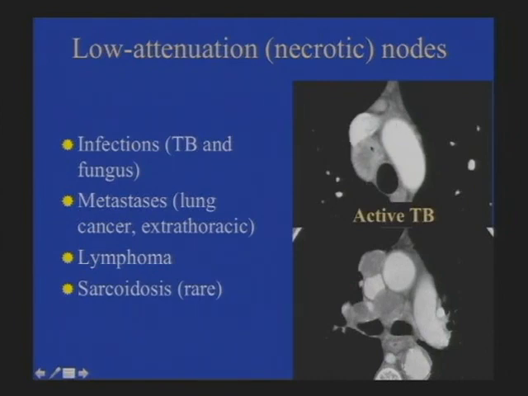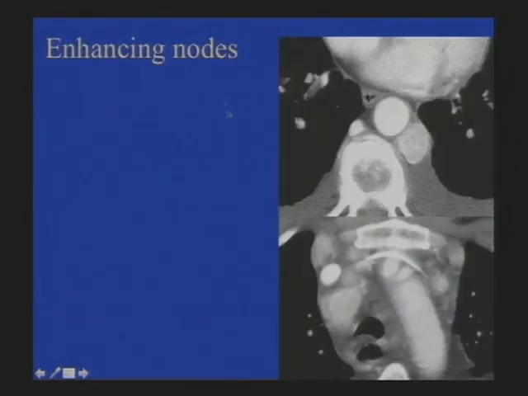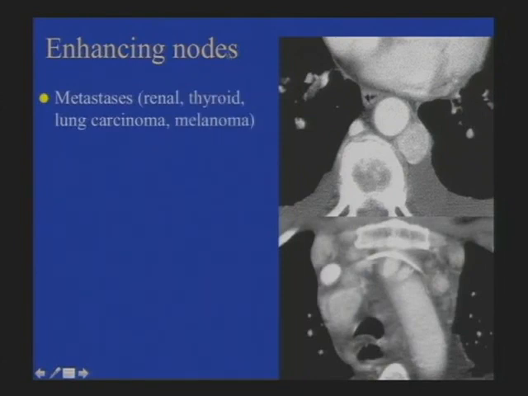Here's active TB. You can see the enhancement at the periphery and the necrosis at the center. And then here's a patient with lots of metastases. What about nodes that are very avidly enhancing? Well, most commonly due to metastasis, and again, often it's the GI and GU tumors. Lung and melanoma as well can do that.